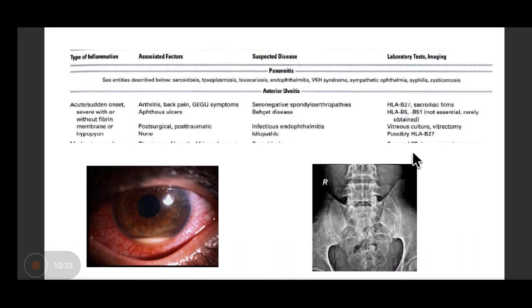Then post-surgical or post-traumatic cases can be endophthalmitis, which is the inflammation of all coats of the eye except for the sclera. In such patients, the important investigation is the vitreous culture.